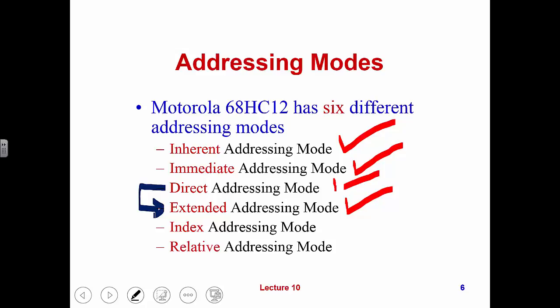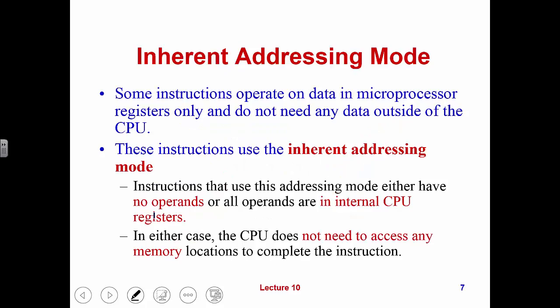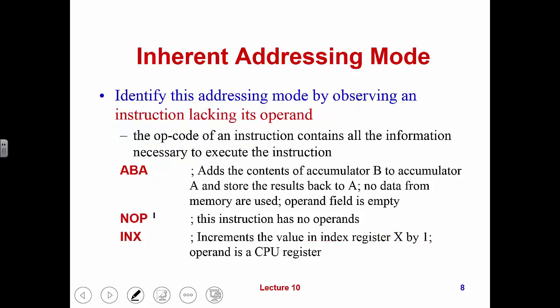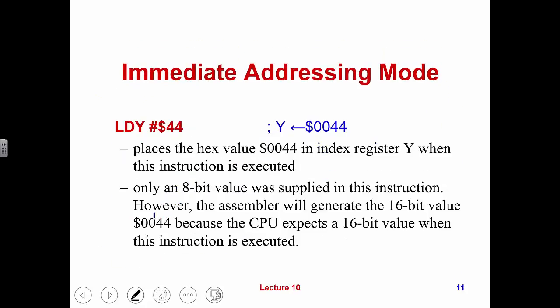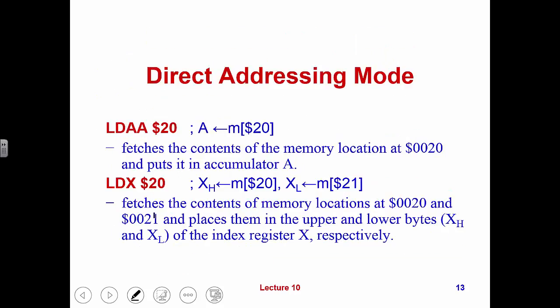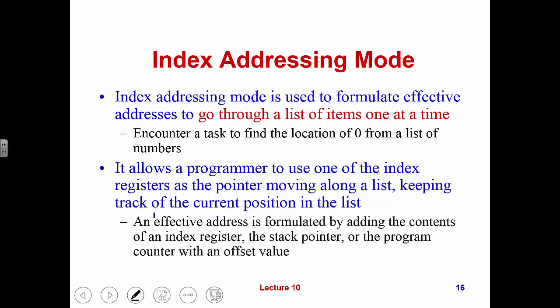These 2 address modes are a little bit more complicated than the 4 we discussed last time, but they are very, very useful. We finished all the first 4 modes with some examples given last time: immediate mode, the direct mode, extended mode. Now for the index address mode, I'm pretty sure we already had some examples before.